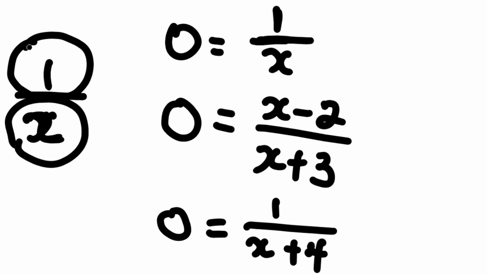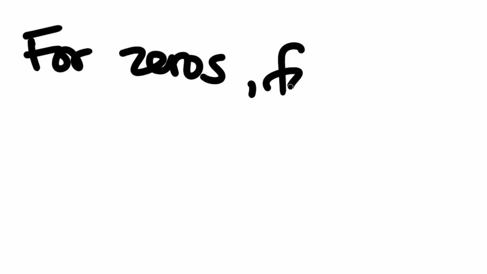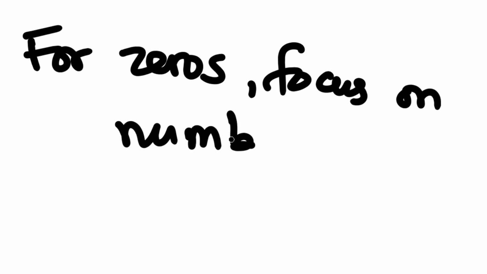So now, in that numerator, if the function does not have the x value, or the x inside the numerator, then you can say that this particular function does not have any zero. You cannot have a zero when the independent variable is not in the numerator expression. So basically, for zeros, focus on the numerator.